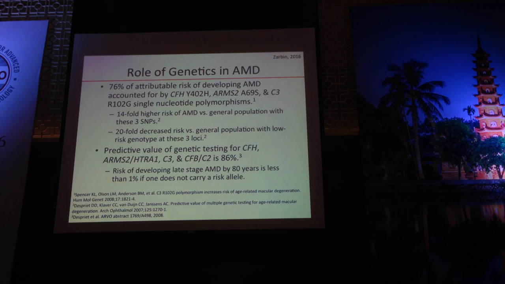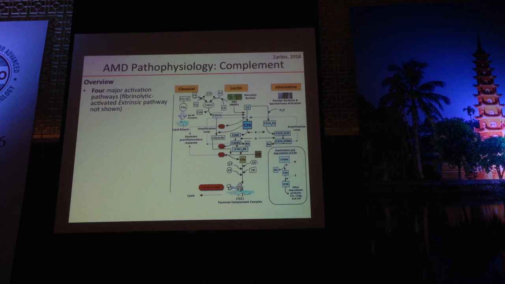Now, just to remind you about how the complement system works, there are actually four major pathways. I'm not showing the fourth one, which is the fibrinolytic activated extrinsic pathway. But there's a classical pathway, which is activated by antibody reactions, the lectin pathway that's activated by mannose binding lectin and microbial surfaces, and the alternative pathway, which is activated by foreign surfaces. And activation of the complement system is important not only in immunity, but also in the clearing of apoptotic cells. And of course, inappropriate complement activation can damage tissue. That's how people can develop certain types of membranoproliferative glomerulonephritis, for example.